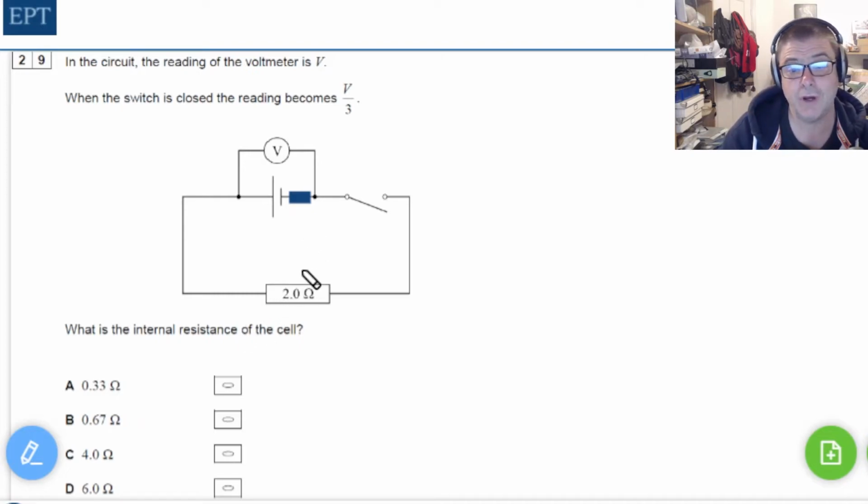Things change, however, when we close the switch. So now we've got a closed switch. And immediately you will see that we're going to get some current. And of course, that's going to be quite a big current because 2 ohms is a fairly small resistor. Well, in fact, it's not fairly small, it's a pretty small resistor. How's that going to change things? Well, we are told that this reading now goes to V over 3. In other words, a third of its previous value, which means that somewhere in the circuit, we've lost 2/3 of a volt. Firstly, why is that?